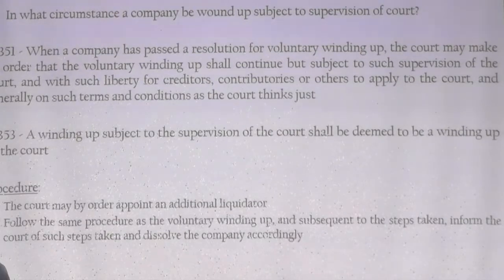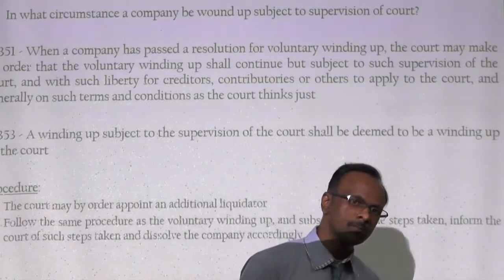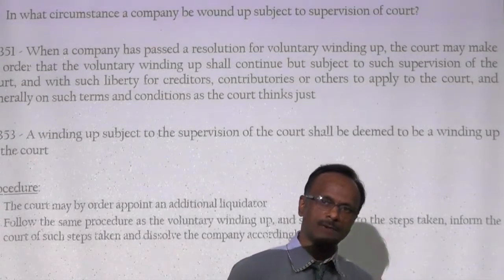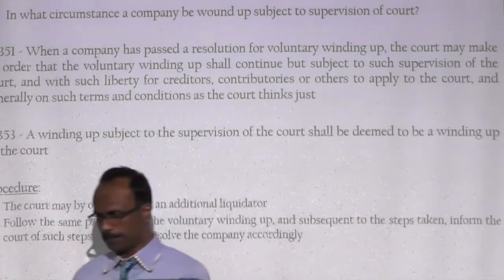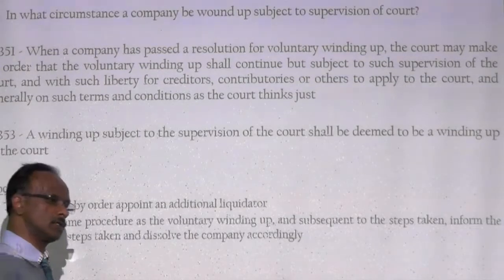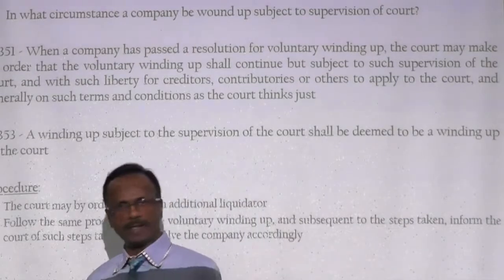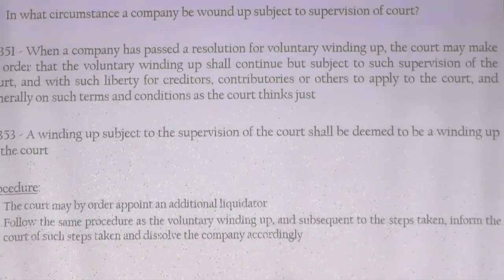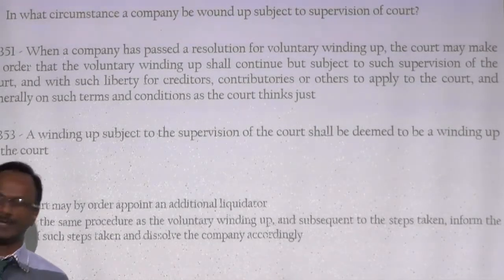Now, the procedure here is that the court may appoint an additional liquidator in addition to the liquidator already appointed, as in the case of a shareholders voluntary winding up or a creditors voluntary winding up. So, there will be two liquidators working in this case. One is the liquidator appointed by the court, and it follows the same procedure thereafter as the voluntary winding up, and subsequent to the steps taken, informs the court of such steps taken, and thereafter dissolves the company accordingly, by informing the registrar of companies and taking the necessary steps for the registrar to deposit all the returns, and thereafter providing another extra 3 months for the company to be dissolved.